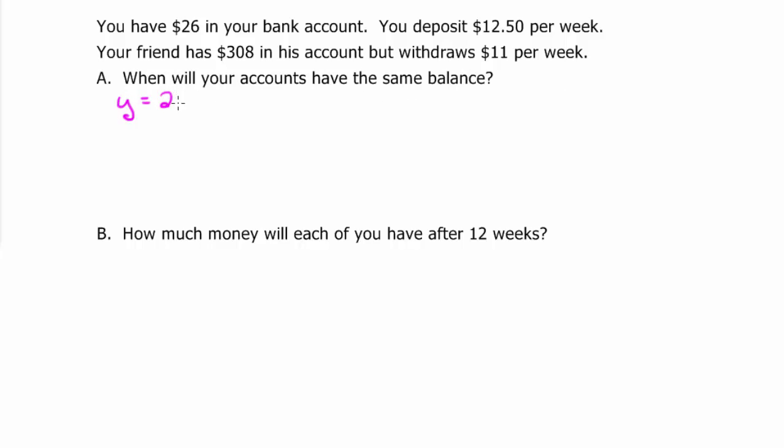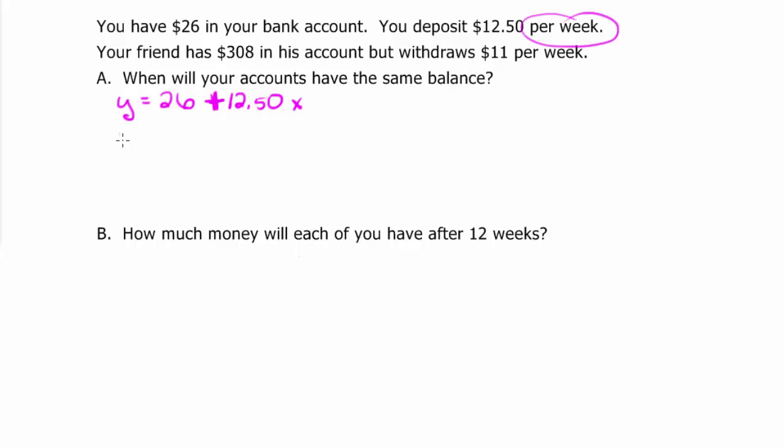And you start with $26. So no matter what, you have 26, but then you add. Deposit means you add it if you don't have bank accounts yet. You add $12.50 per week. So that's your variable, that per week. Remember, that's always multiplying right there.